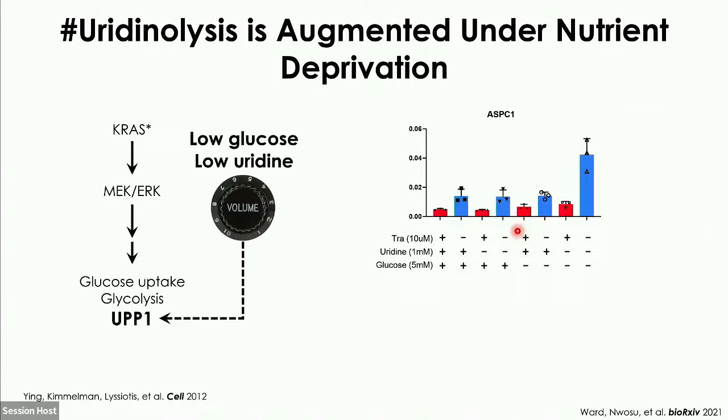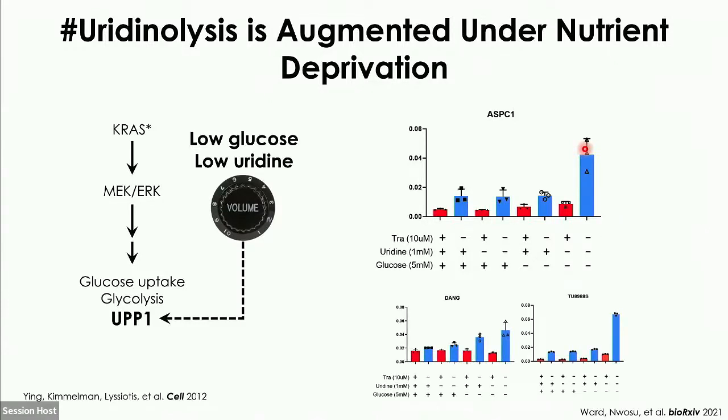Furthermore, we also demonstrate that nutrient restriction augments the MAPK-mediated regulation of UPP1, which we believe makes mechanistic sense, as when cells are starved of glucose, they turn on UPP1 higher to salvage uridine to continue to support bioenergetics. As with all of the experiments, we validated this aspect in multiple cell lines.